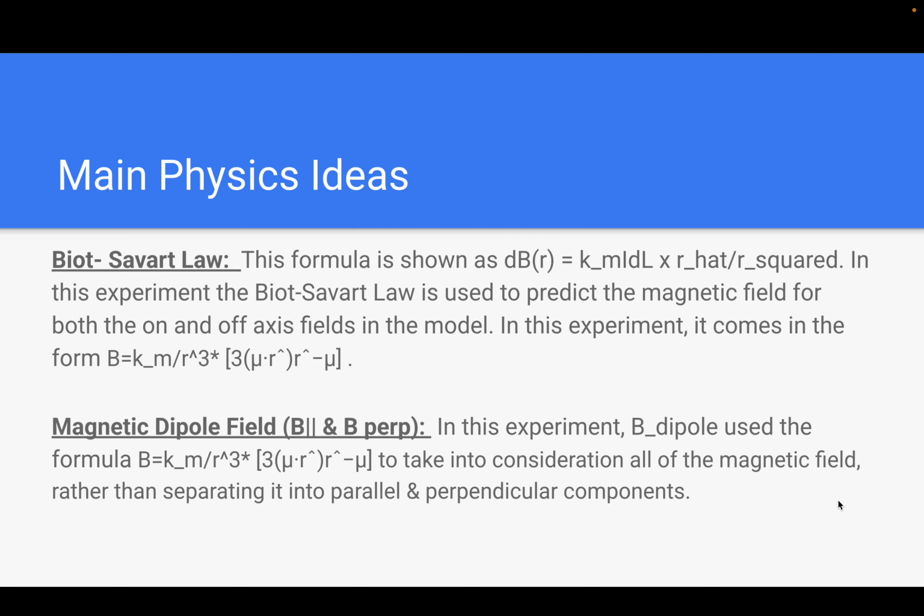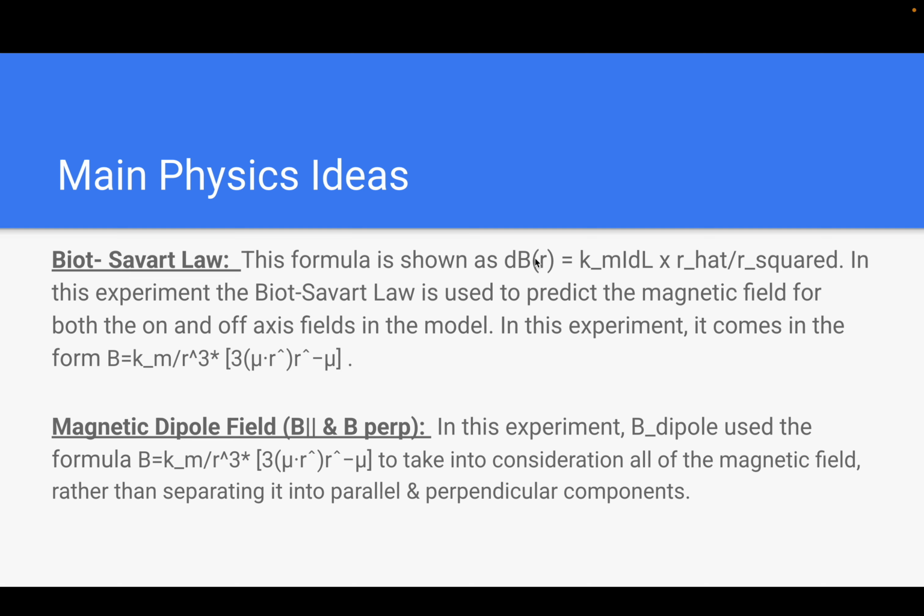So the main physics ideas in this lab were the Biot-Savart law and the magnetic dipole field. The Biot-Savart law, in short terms, states that the longer the distance between the source and system, the weaker the magnetic field will be, and the closer the distance between the source and system, the stronger the magnetic field will be.